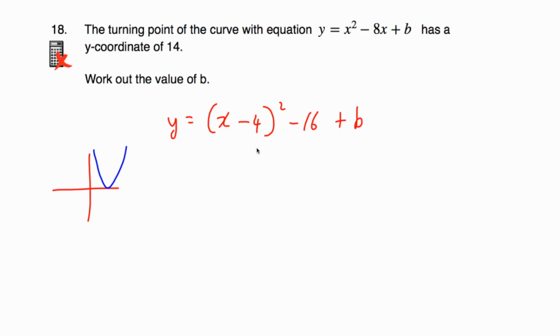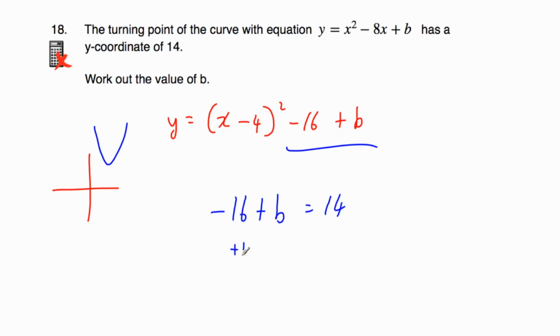Now we don't know what the value for b is here, so we don't know if we're going up or down, but if we look at the question, it says the turning point has a y coordinate of 14. So that means it's going to go up 14. So this says translate the graph 4 squares to the right, and then this bit must have said plus 14, because we're going to translate it 14 squares upwards. So that means that minus 16 plus b is equal to 14. And if we solve this to find out what b is, we add 16 to both sides, and that gives us b is equal to 30. So b must have been equal to 30, and that's it.